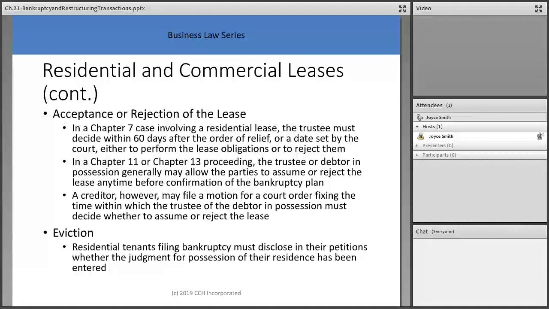If they can come out of bankruptcy, we'll assume the lease and keep them in place, or they reject them and walk away. A creditor, however, may file a motion for a court order fixing the time within which the trustee or debtor in possession must decide whether to assume or reject the lease. We haven't done that because these things have been going through pretty quick.